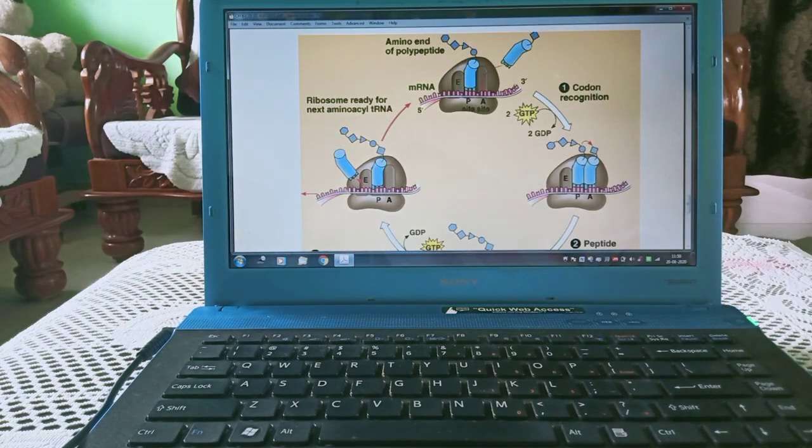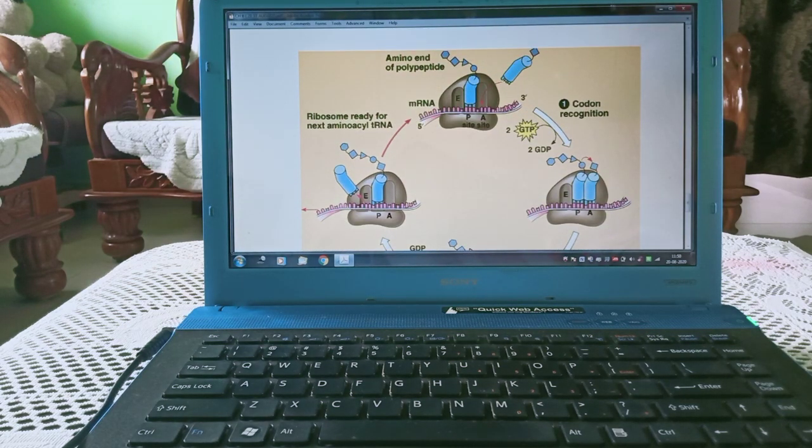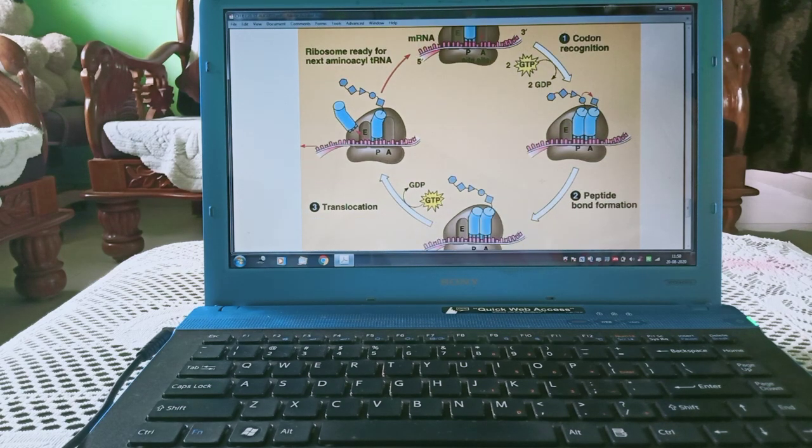Now we will see here how this process takes place. You can see this is the messenger RNA. It is attached on the P site. You can see this is the amino acid of the polypeptide. Now here, codon 1 recognition. Number 1 is recognized, and after recognition it will come in this manner.